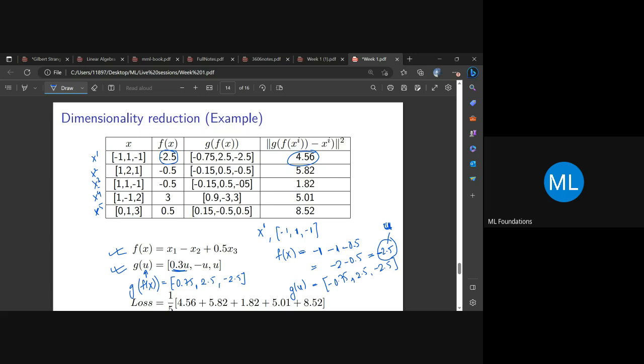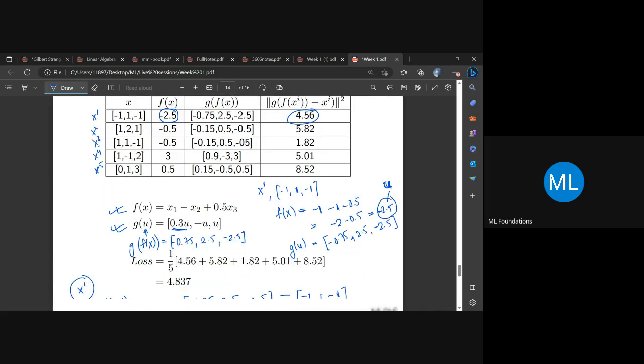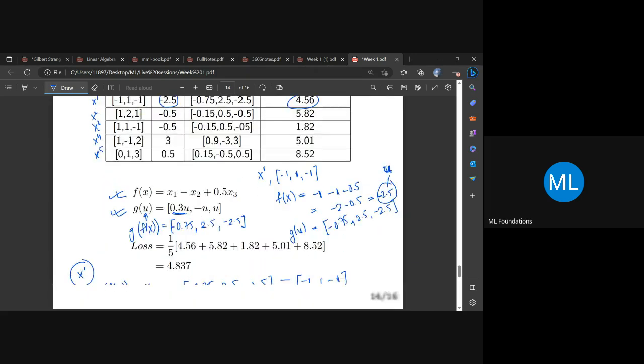So this is just for x1. Now you'll have to do the same thing for x2, x3, x4, and x5. You find all this and then you take the average of it, and that should be your loss.